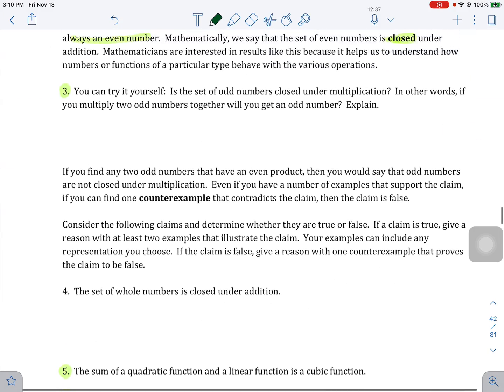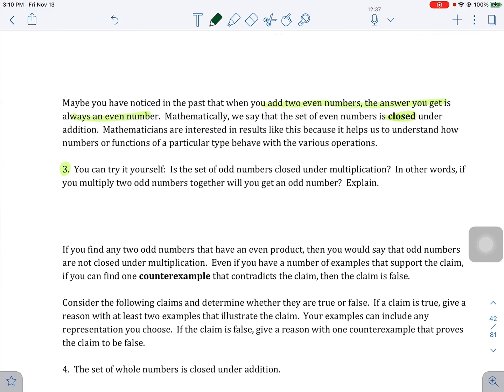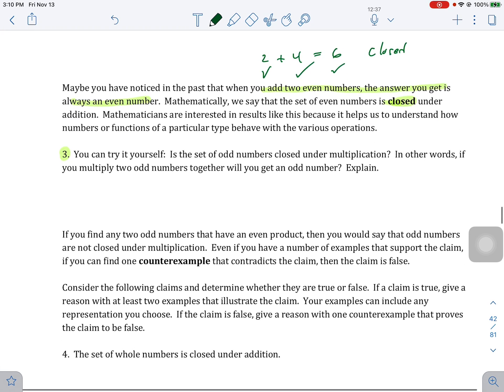And then there's this discussion of closed. Closed means when you do an operation, the result is still part of the same set. So for example, when you add two even numbers, 2 plus 4, if you're looking at the set of even numbers, you get 6. We would say that it's closed because the sum is also an even number. But you can look at some other examples. What about odd? Is odd closed under multiplication? Sure. 3 times 5 is 15. Odd, odd, odd. So we could say, yeah, it's closed.